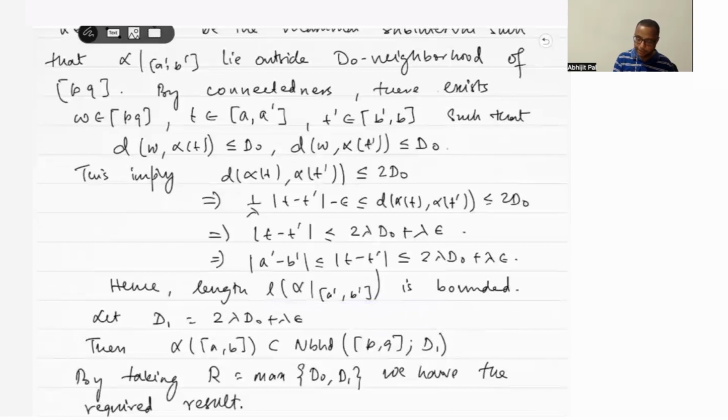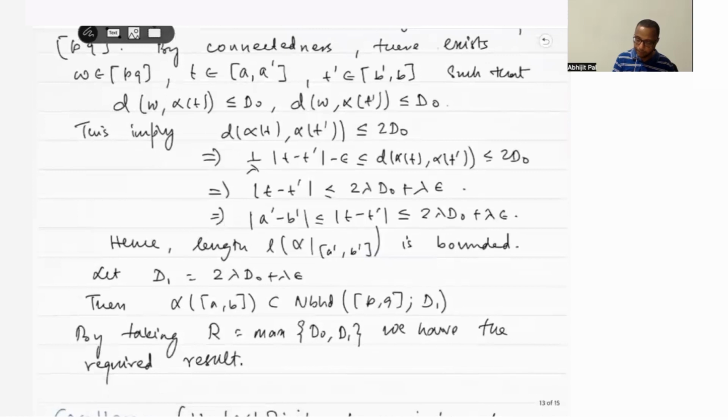Now let us take D1 to be twice lambda D naught plus lambda epsilon. So this alpha will lie in the D1 neighborhood of the geodesic joining P and Q. And if I take R to be the maximum of D naught and D1, we have the required result.